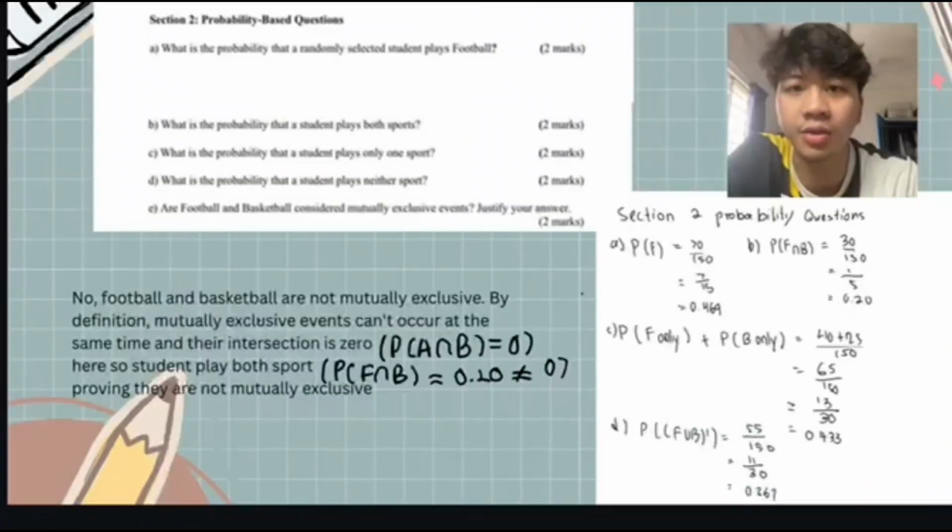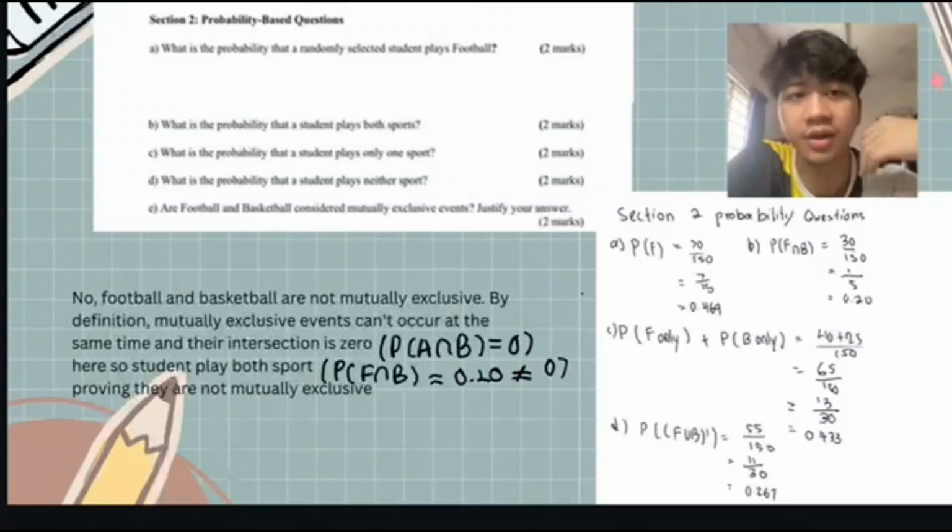Hello, so I'm going to continue for section 2, where we transition from counting the exact numbers of students to counting possibilities. Now, let's look at it step by step. For question A, the probability that a randomly selected student plays football, we take the total number of football players, which is 70, and divide by the grand total of 150.